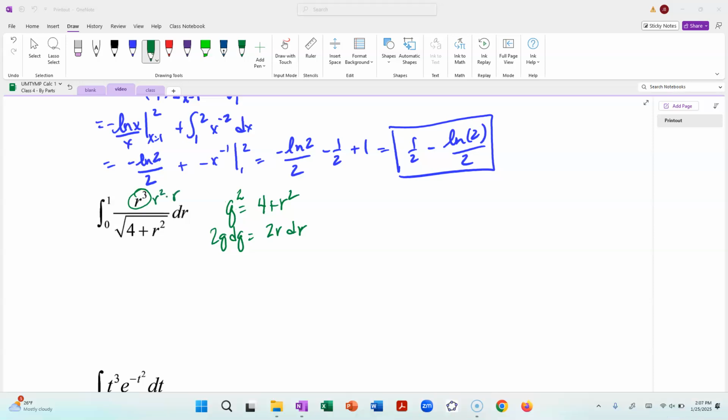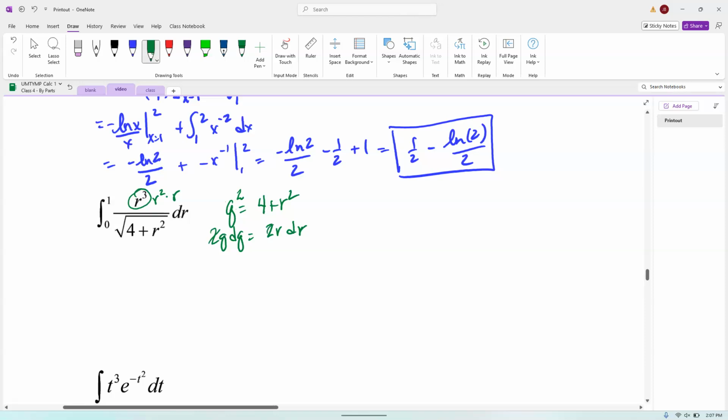Okay, and I'm just going to eliminate the 2's. So if I rewrite this, leaving the bounds for a moment, this r dr would be q dq. The denominator would be square root of q, which I would just say is q. Then I'd have this r squared yet, which if I solve for r squared, q squared minus 4 would equal r squared. So then I'd have q squared minus 4 in the numerator.